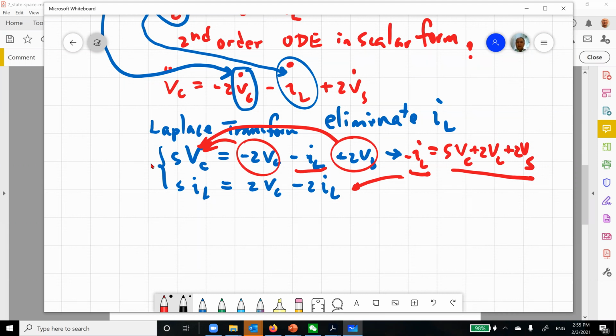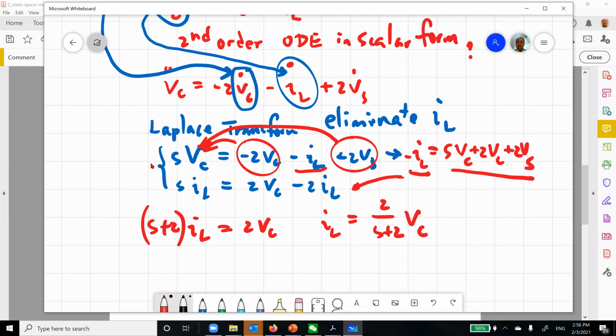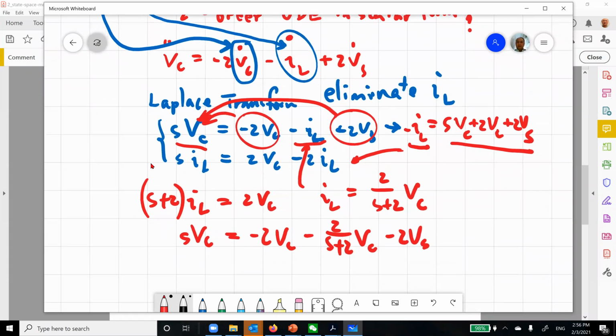Actually, we don't do this. Actually, let's just directly solve this. I have RL, so this is S plus 2, and it's 2VC. So then I have IL is 2 over S plus 2 VC, right? So then I put this RL inside here. I'm going to have SVC in here. This term is minus 2VC minus 2S plus 2VC minus 2VS. So then it's solved. We don't have the IL anymore.